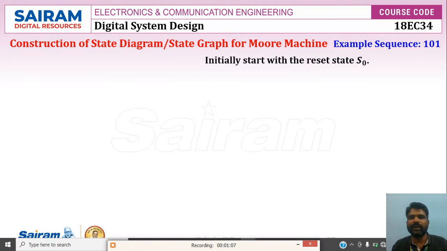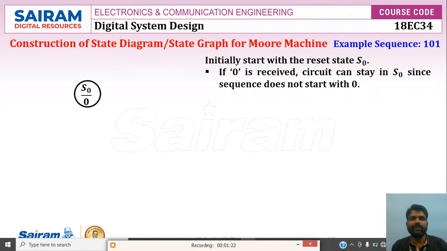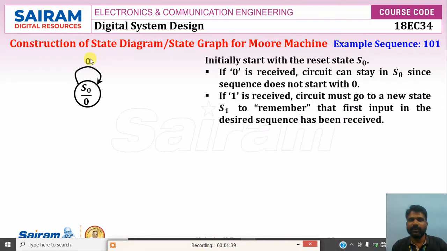Again, we'll start with the initial state, that is, the reset state S0. Observe here, output is represented within the state. Again, if 0 is received, the circuit stays in S0, since our sequence does not start with 0. That is represented by a directed branch or arc, S0 to S0, and here only input. Clear now?